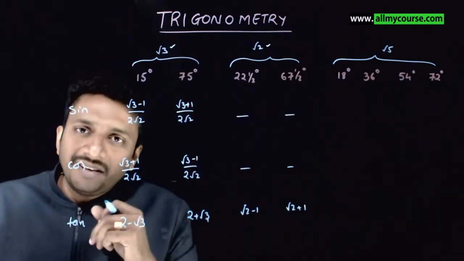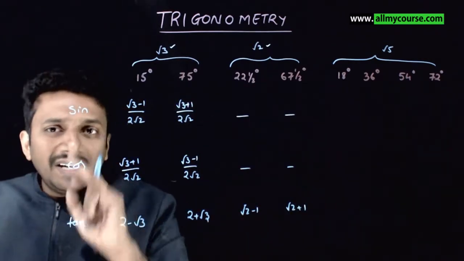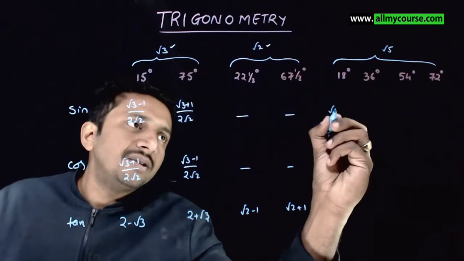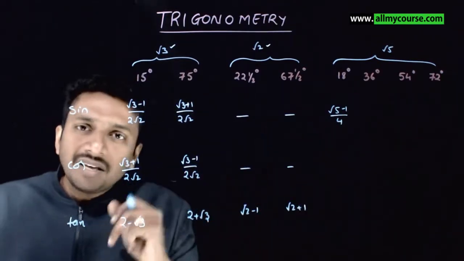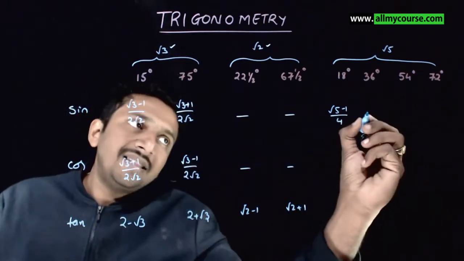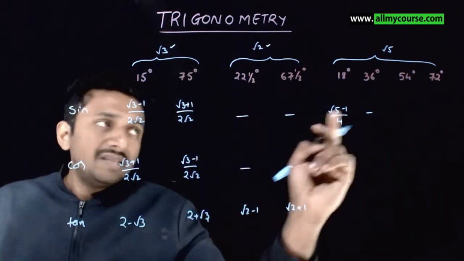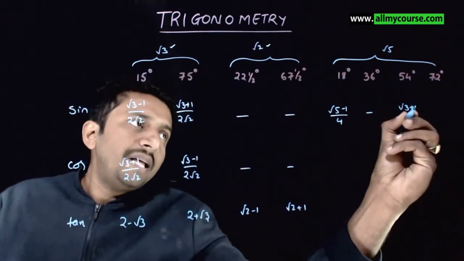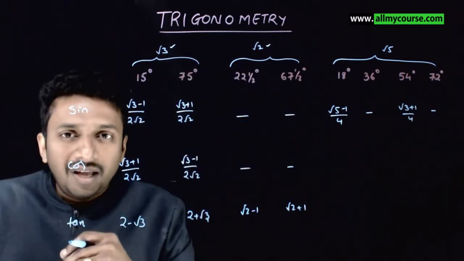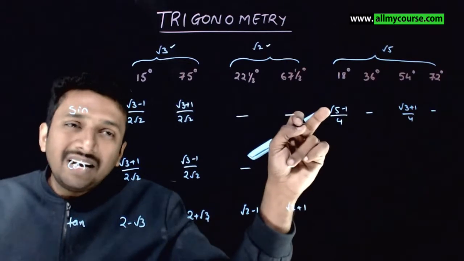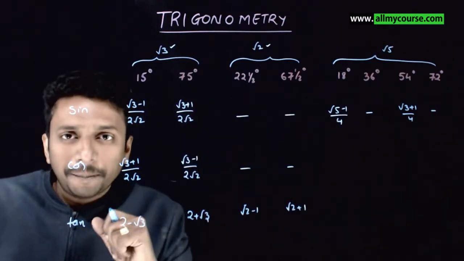So now for 18 degrees. Sine 18 degrees is simple. Sine 18 degrees is root 5 minus 1 by 4, and sine 36 is not good. Sine 54 is root 5 plus 1 by 4. Sine 72 is not a good expression. You get root of 10 minus 2 root 5 by 4, and so on.